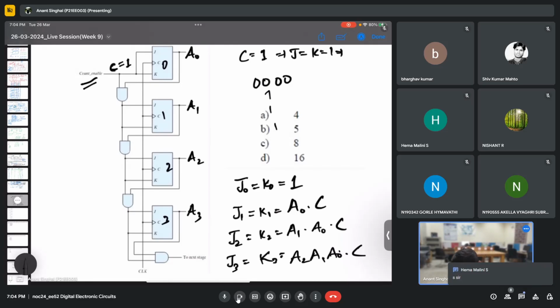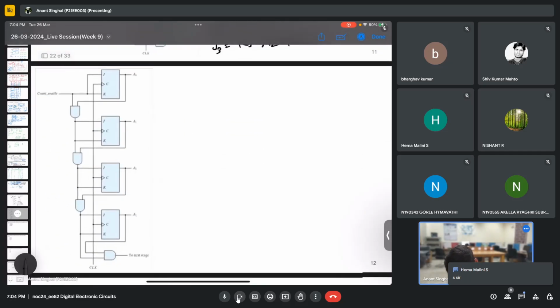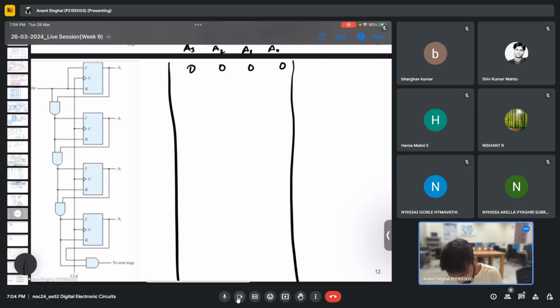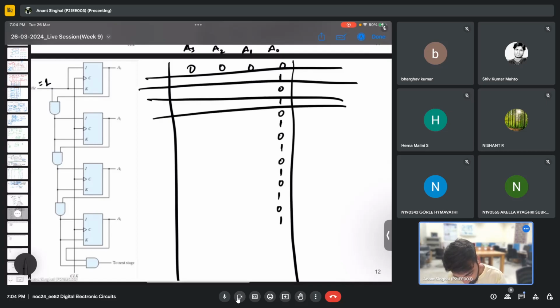Fine then. So we'll again start with A0, A1, A2, A3. I'm writing it here. We'll start with 0, 0, 0, 0. That will be easier to solve. First of all, this count enable will always be 1. That means this will always toggle. Whatever the state will be, this will always toggle in each and every further state. So I'm just writing the A0 part directly.